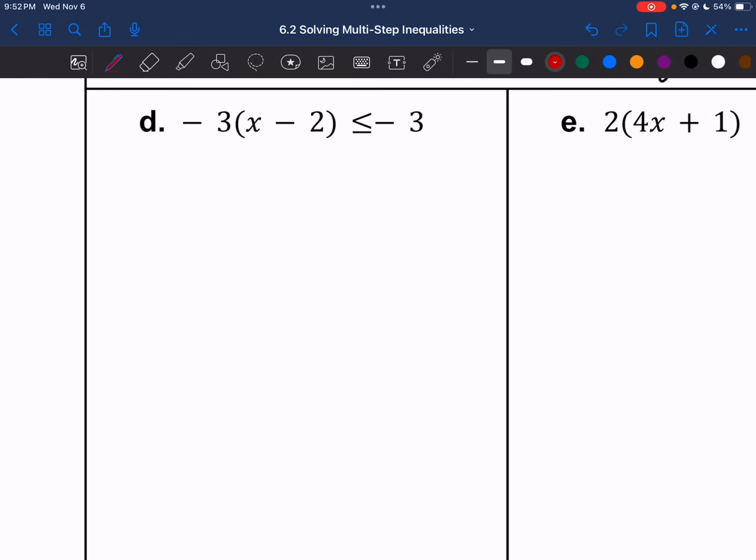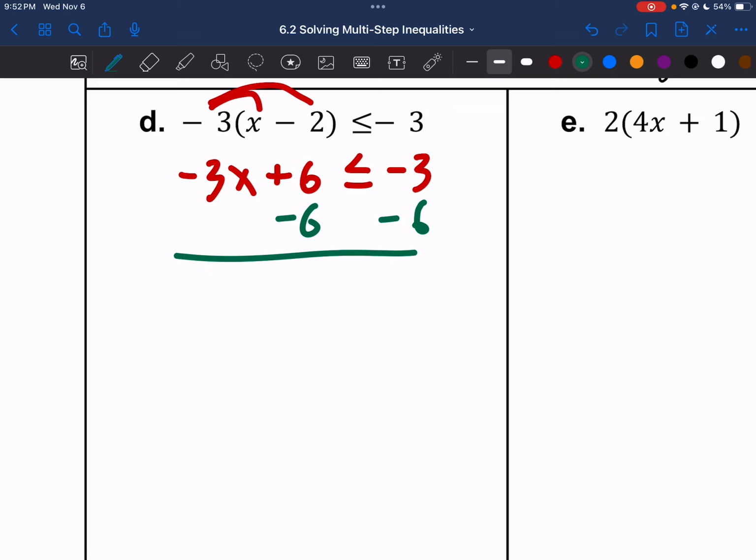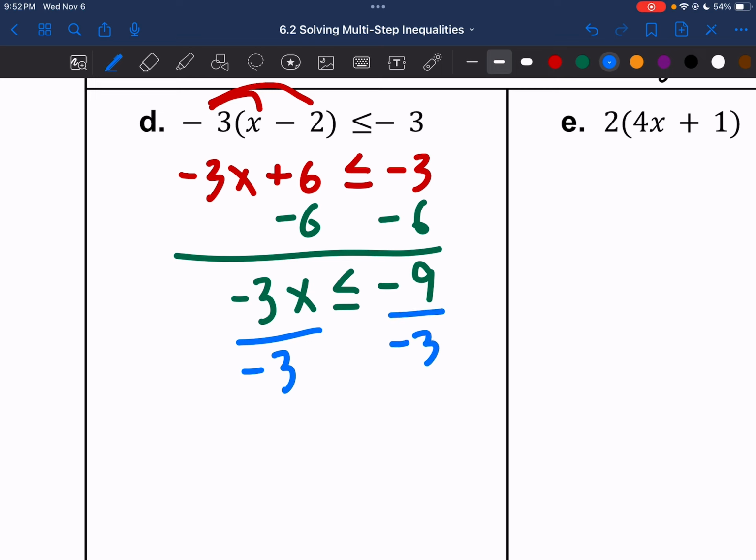Letter D. We start by distributing negative 3 to both terms. So we have minus 3x plus 6 is less than or equal to negative 3. We're going to subtract 6 from both sides. We have negative 3x is less than or equal to negative 9. And then we divide both sides by negative 3. We get x, we flip our inequality symbol, is greater than or equal to a positive 3.